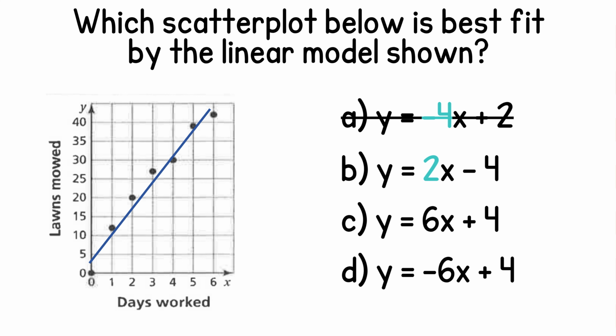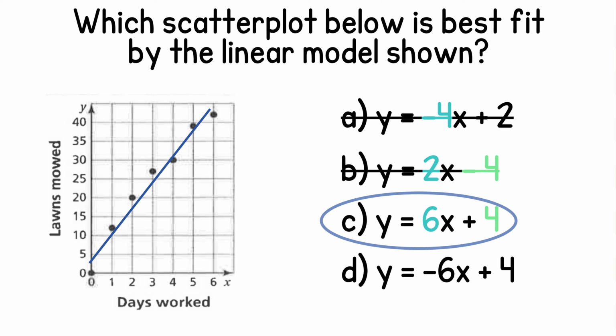Option B has a slope of 2. So since it's positive, it could represent our slope, but let's look at the y-intercept just to make sure. The y-intercept is -4, but on our graph, we don't have any negatives on the y-axis, so this can't be our line either. Now let's look at option C. Our slope in this equation is +6. +6 could represent our slope because it looks like it goes up 6 and over 1. And our y-intercept is +4, so this also matches our line. So C is the equation that would best fit our scatter plot.